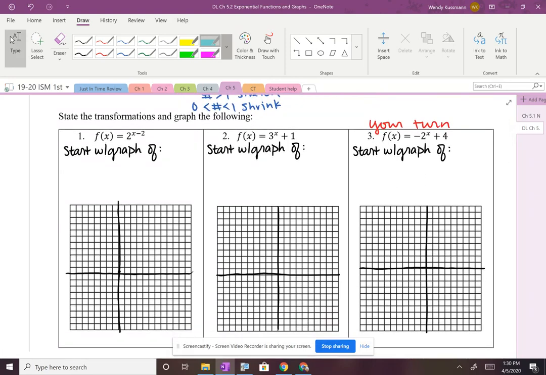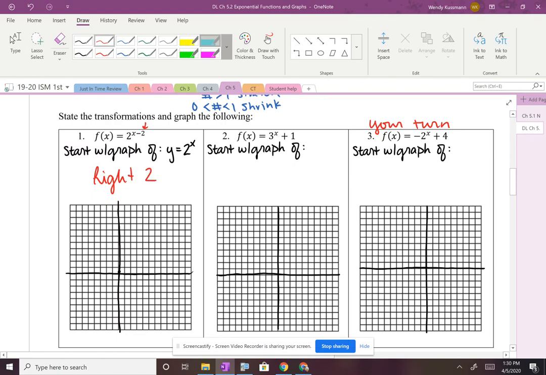State the transformations and graph the following. Here, it's key to start with the graph, so you need to figure out what graph you're starting with and what we're transforming. Again, the graph you're starting with is just the base to the x, so in this case, it's just y equals 2 to the x power. Now, the minus 2 is in the exponent right next to the x, so that means it's a change in x. Changes in x are always opposite signs, so this tells me that the graph of y equals 2 to the x, we are going to move to the right 2.